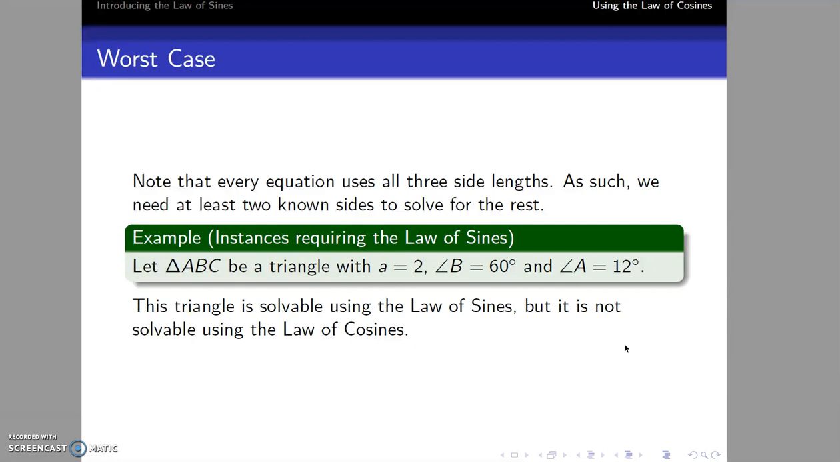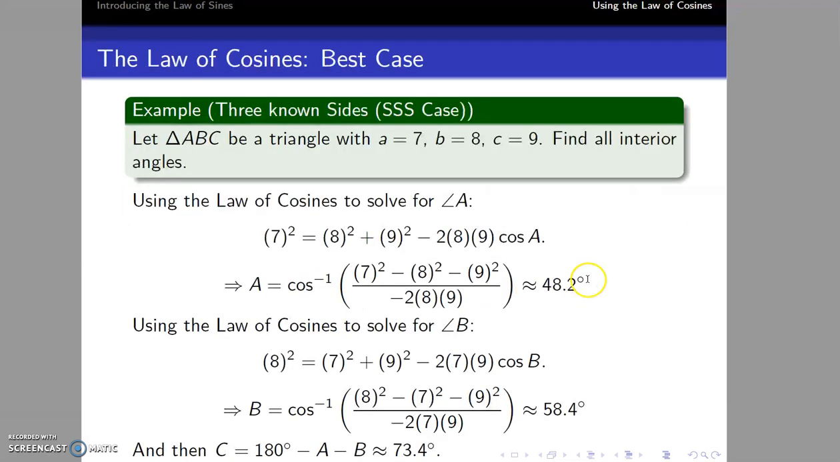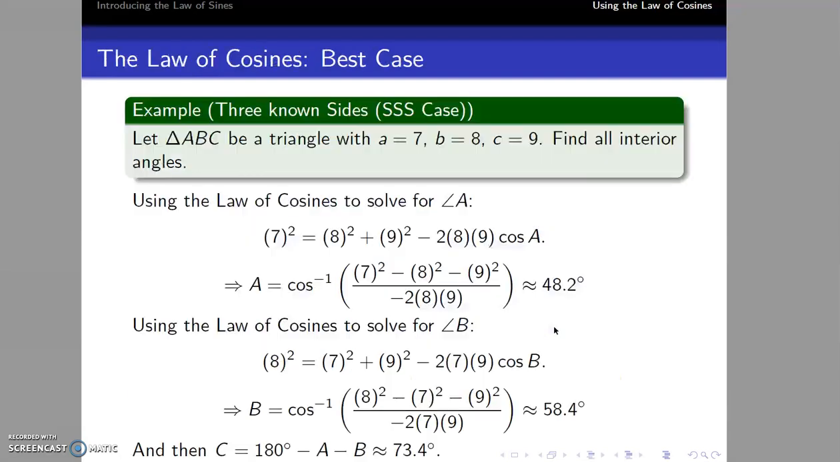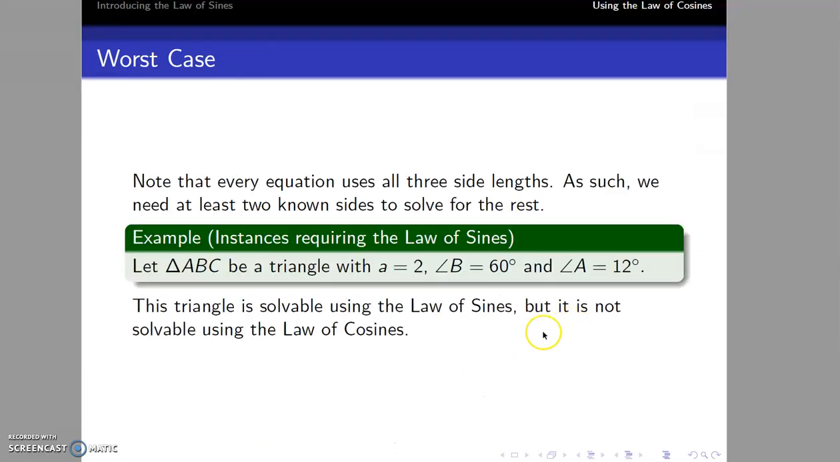Luckily for us, at least, that's what the law of sines is good at. That's what it does the most efficiently with no ambiguity and no issues. But if you were to look at the equations we have for the law of cosines again, you see that we have three sides and one angle in every single equation. So if you only know one side and two angles, you can't use any of these equations. You have to use the law of sines.